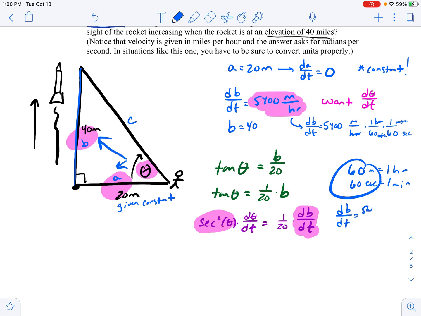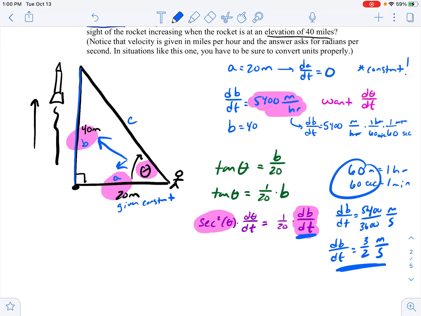So dB is 5,400 over 3,600 miles per second. That actually simplifies pretty nicely. That'll be 54 over 36, or 3/2 miles per second. 1.5 miles every second that thing is moving. So it's cruising. Not a lot of problems require you to do conversions, but just be on the lookout for that stuff, okay? So anyways, we've got dB. We can sub in here.